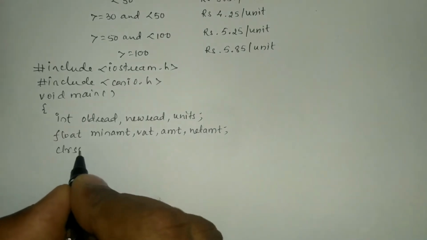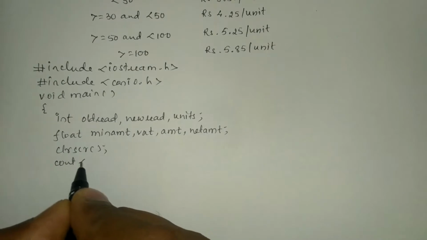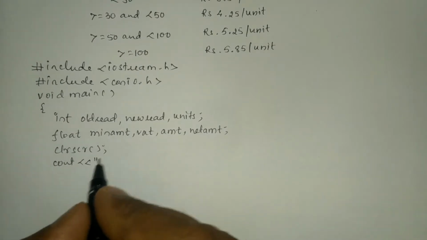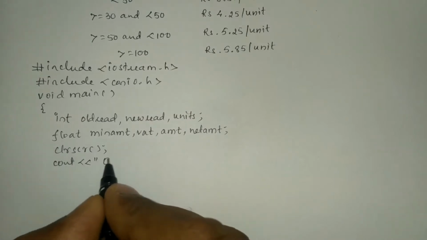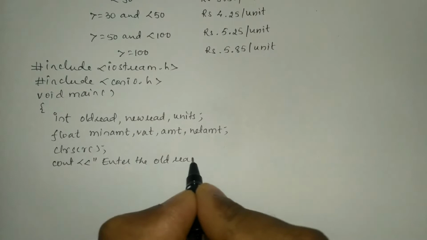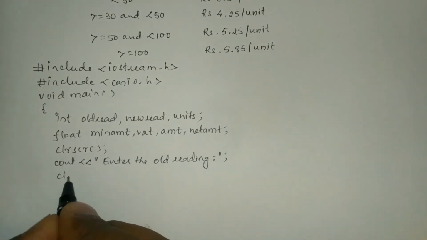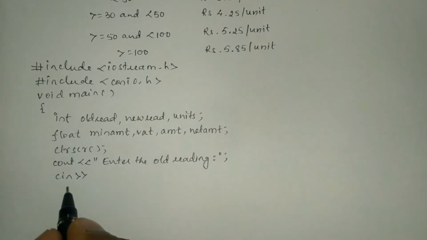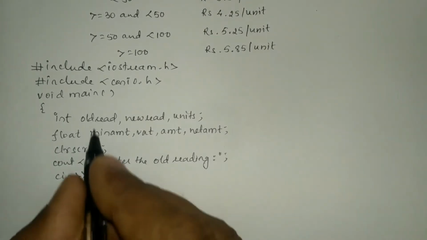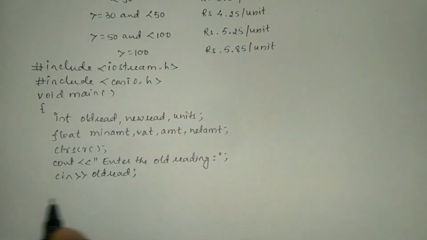Next let us write clrscr function, which is used to clear the screen. Here we are going to ask the user to enter the old reading using cout stream insertion operator. In a double quotation mark I'm going to write enter the old reading. So end the double quotation mark and put semicolon, and we will receive the input from the user through keyboard using cin stream extraction operator, and here I'm going to use this variable called old read and put semicolon.